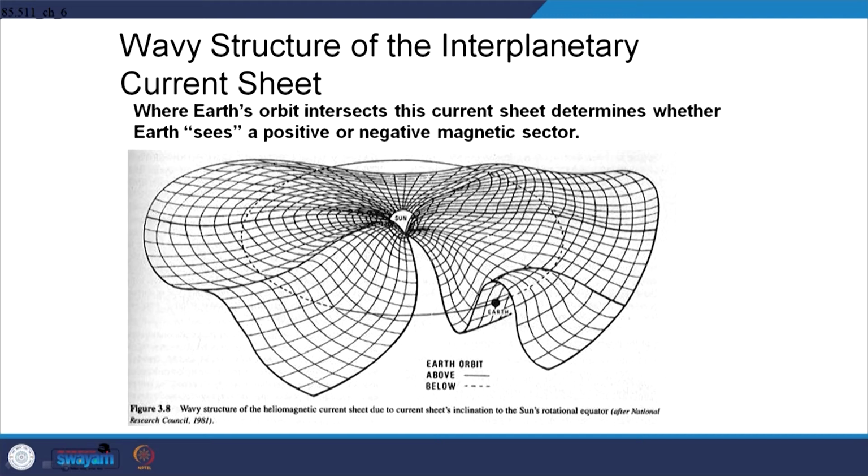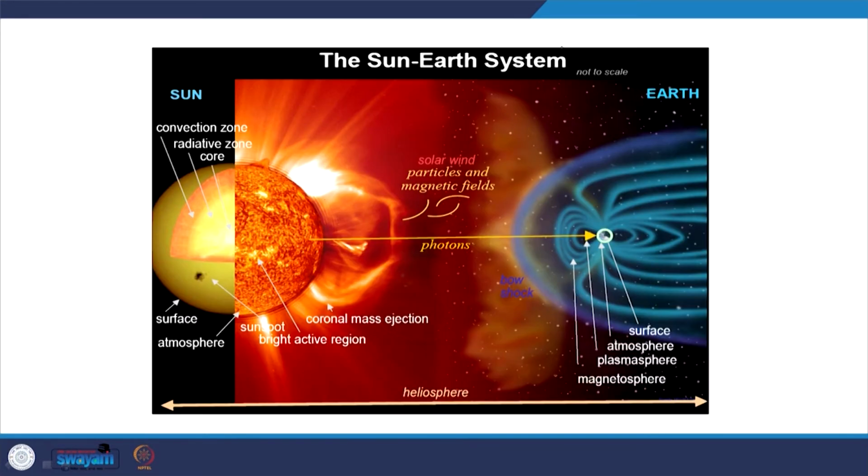But what can happen is, at any given time, the earth can be on the top of this sheet or near the bottom side, either above or below this current sheet, sometimes above, sometimes below. So, this structure shows the interplanetary current sheet. Depending on the time, earth can be imagined to be existing on the top of the current sheet or below the current sheet, right. As a result, the polarity of the interplanetary magnetic field that is experienced at the earth will be different at different times.